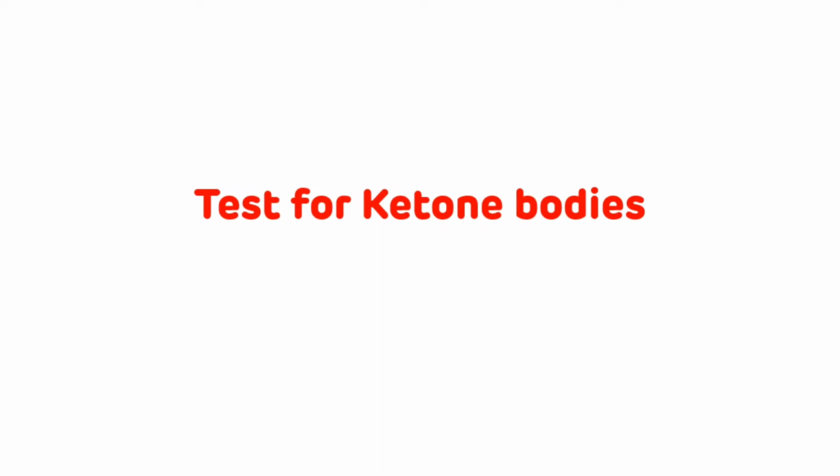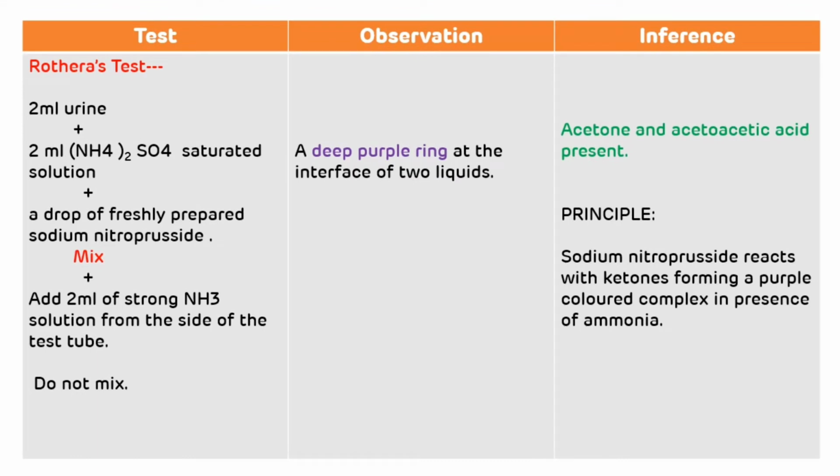Now we will see test for the ketone bodies. There are two tests for the ketone bodies. First one is the Rothera's test, which is done for the detection of acetone and acetoacetic acid. And second one is the Gerhardt test, which is done for the detection of acetoacetic acid.